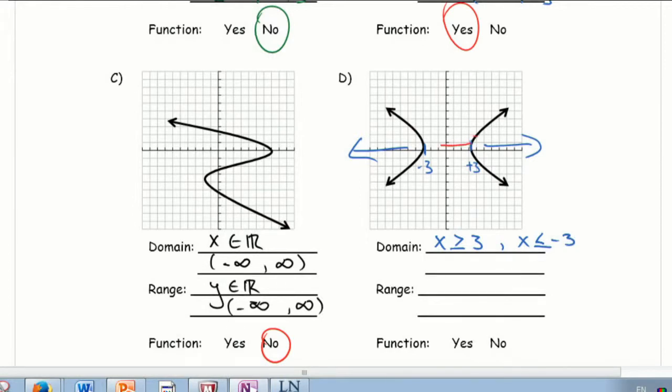Y values, a little bit different story. I'm going to use a y value here, here, here, here. That's going to go up forever. It's going to go down forever. Same thing on this side. So I'm going to use all of these y values. I'm going to cast a shadow on the vertical axis everywhere. So we can just write y is contained in the real numbers.